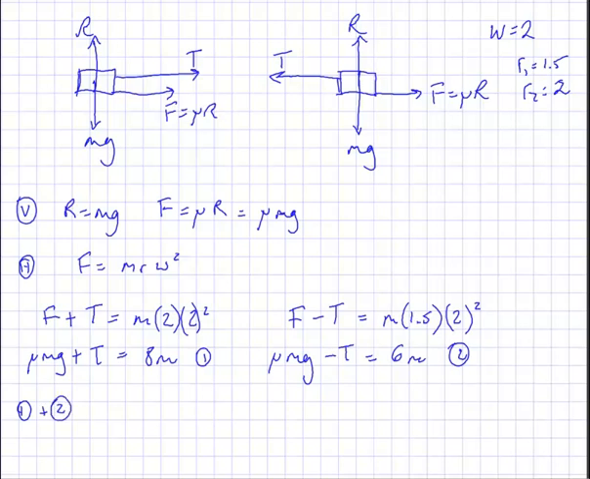and the tensions will cancel out. So mu mg plus T, and add on mu mg minus T, we end up with 2 mu mg. And if we add the right hand side, the 8m and the 6m, sorry, someone's at the door.